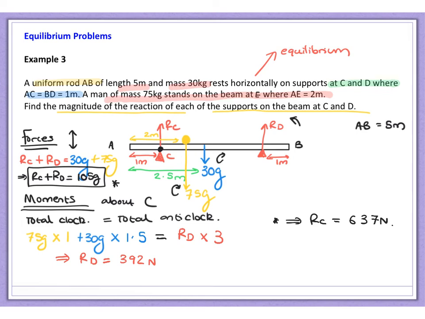Now, it's interesting to pause here for a minute and look at the fact that RD, 392 newtons, is a lot less than RC, which is 637 newtons. Now, can you think about why that is? And hopefully, if you realised, it's due to the fact that the man is a lot closer to C than he is to D. And as a consequence, the pivot at C effectively has to push up a lot harder to make sure that equilibrium is maintained and the rod remains horizontal.